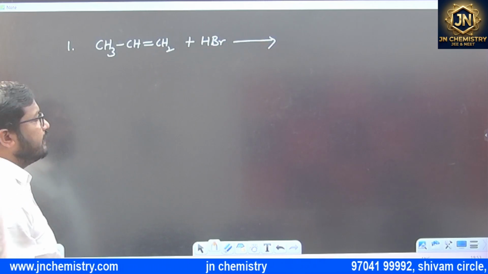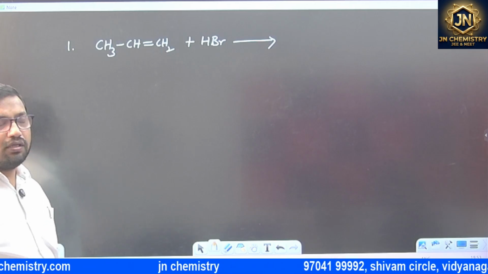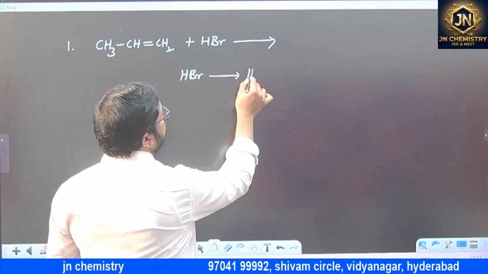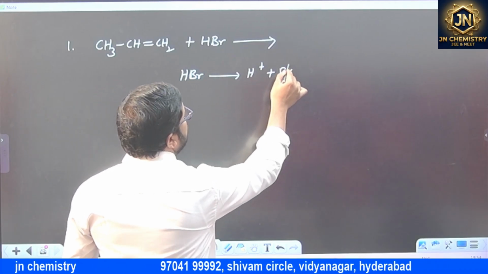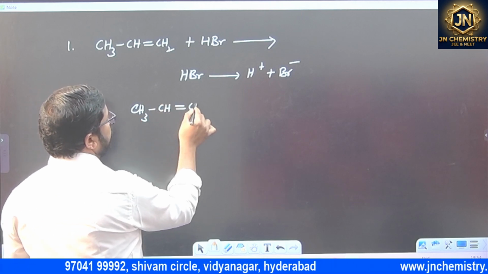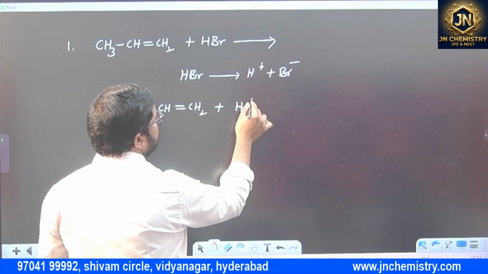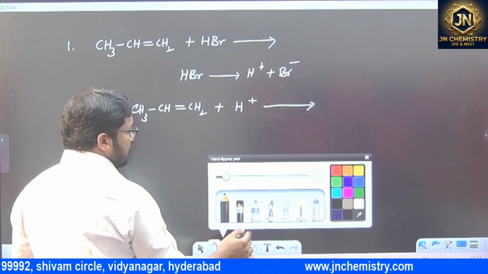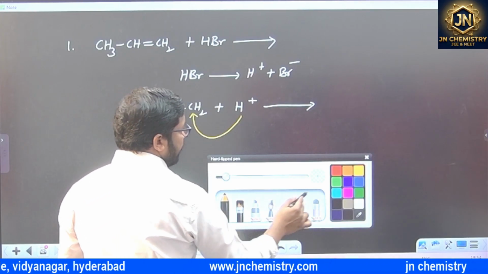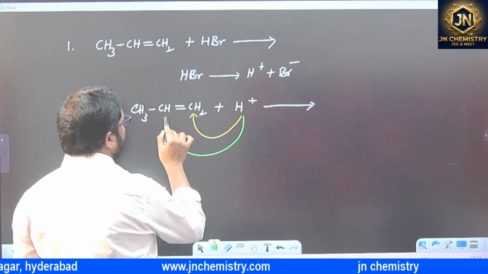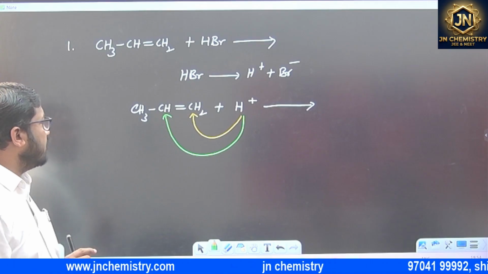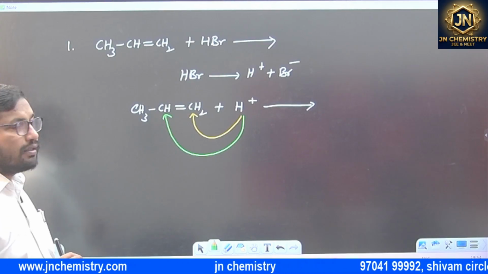Okay, I'll explain this because this is an unsymmetrical one. Once again, the mechanism. HBr undergoes H plus plus Br minus. So CH3 CH double bond CH2. Obviously first H plus is coming in attacking. The H plus attacking here has two options now. It can attack over here, it can attack over here. Two options are there in front of us, right?